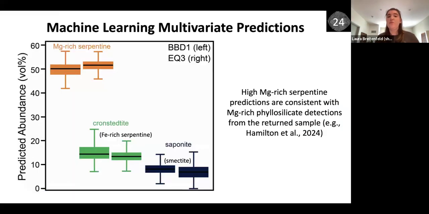So this is a summary of what was found from applying the machine learning multivariate phyllosilicate model to the individual OTES data rather than an average spectrum. So we predict higher magnesium-rich serpentine compared to the presence of an iron-rich serpentine or smectite mineral. And these higher magnesium-rich serpentine predictions are consistent with magnesium-rich phyllosilicate detections from the returned sample.